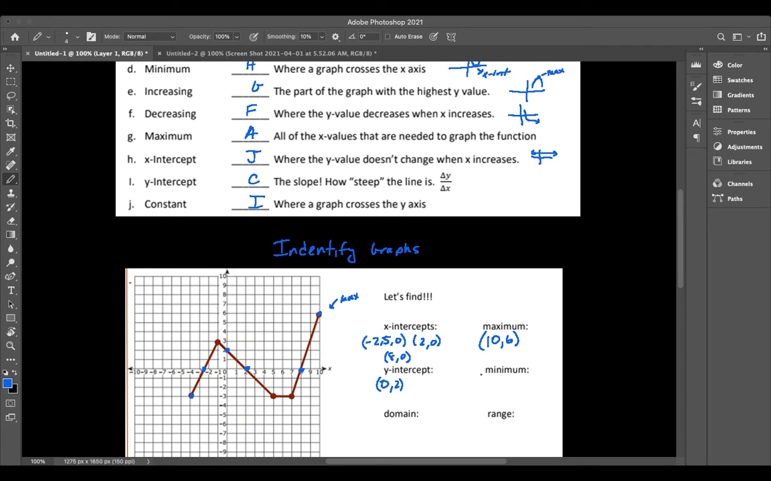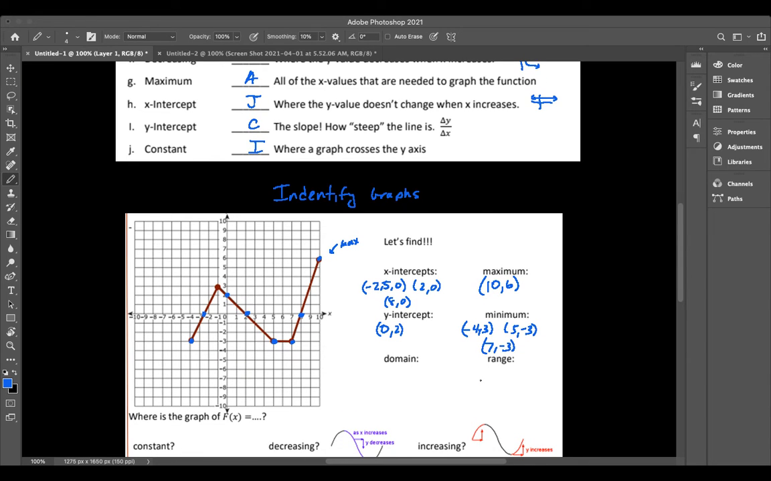Okay, the minimum point. Minimum is where the lowest point is. So we have 3 points at the lowest point, right? This one right here, this one right here, this one right here. All of those would be the minimums. So that would be negative 4, negative 4, and 3, negative 3. The other one is 5, negative 3. And the other one is 7, negative 3. Great, okay, good. So those are the points.